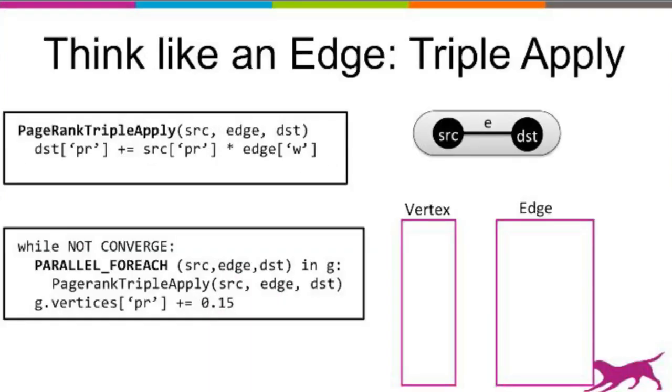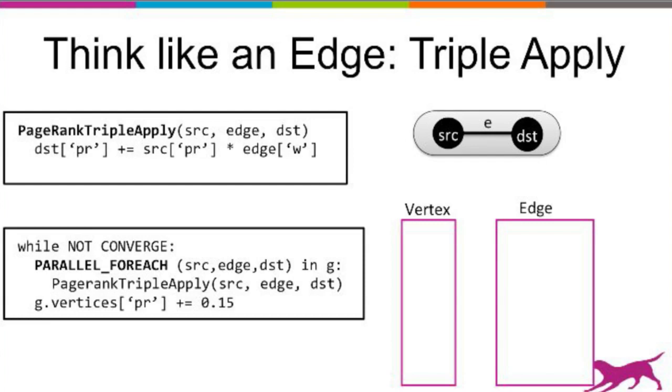So this leads us to our approach, which is think like an edge. We call it the triple apply abstraction. Given an edge with source, edge, and destination data, you just apply a function. This PageRank triple apply function simply takes the destination PageRank and increments it by the source PageRank times the weight on the edge. And similarly, while not converged, you just run this in parallel on all the edges as one iteration. And at the end, you apply a constant shift to the vertex data.